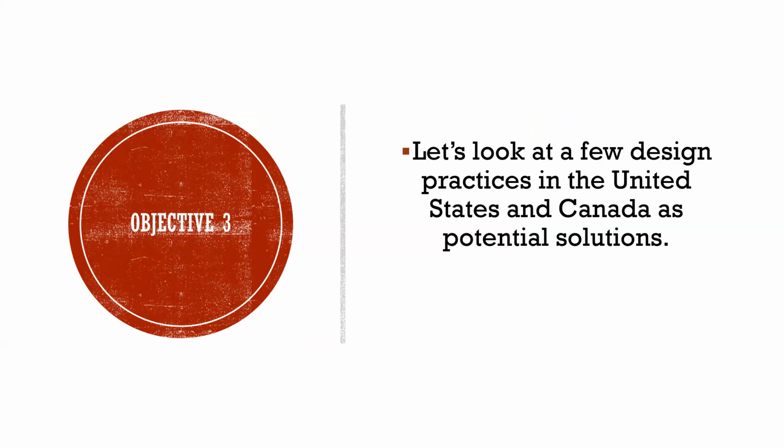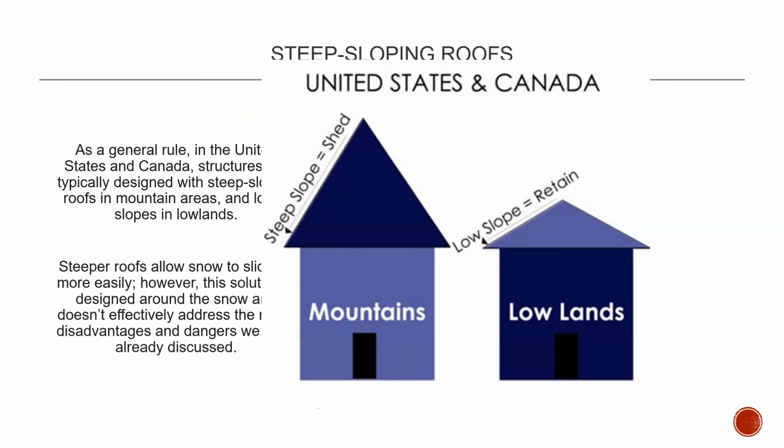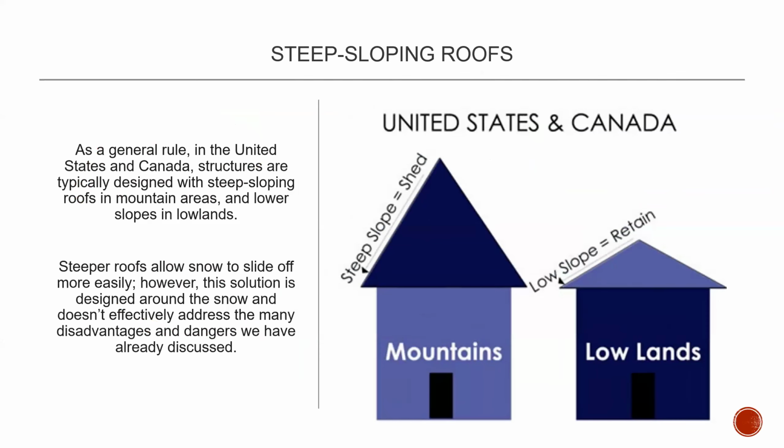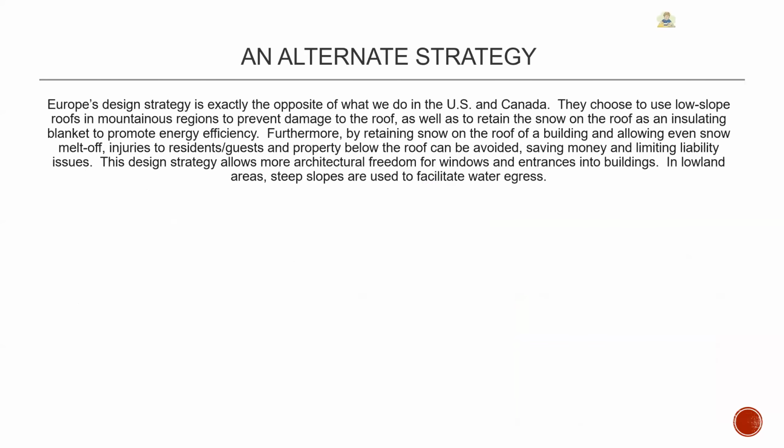So let's take a look at a few design practices in the US and Canada as potential solutions. As a general rule in the US and Canada, we typically design with steep sloping roofs in the mountainous regions and lower slopes in the lowlands. The steeper slopes do allow that snow to slide off much more easily, but we're not really effectively addressing any of the disadvantages and dangers that we just discussed.